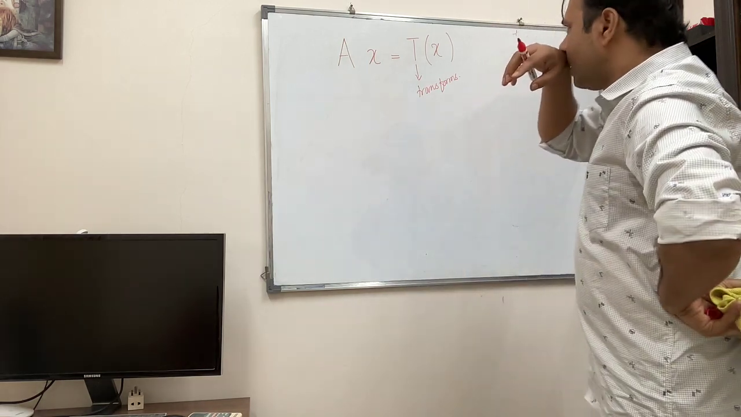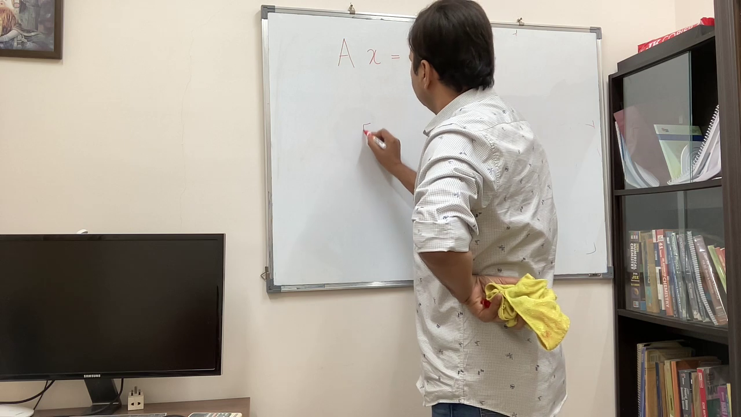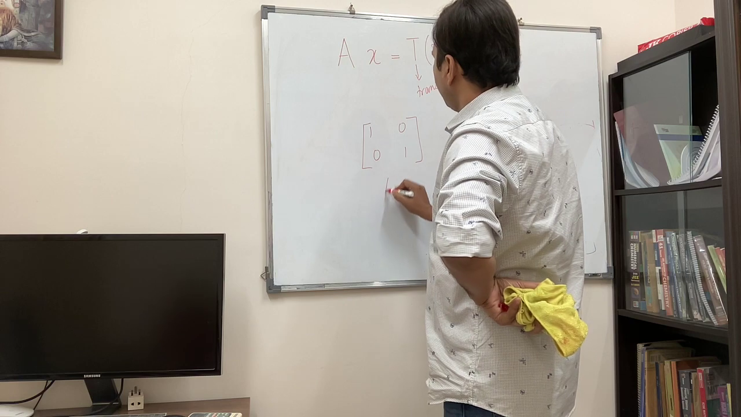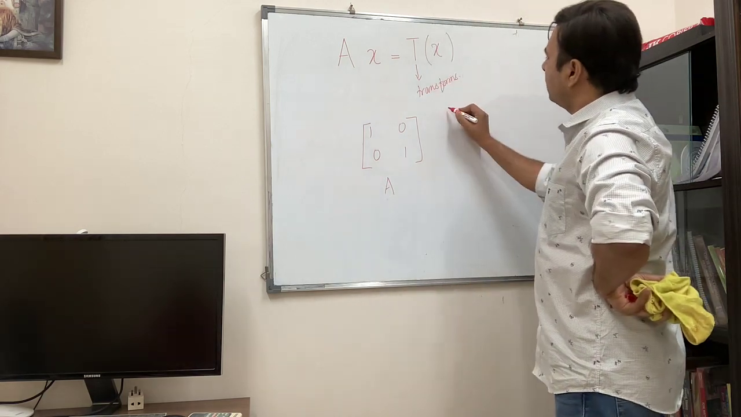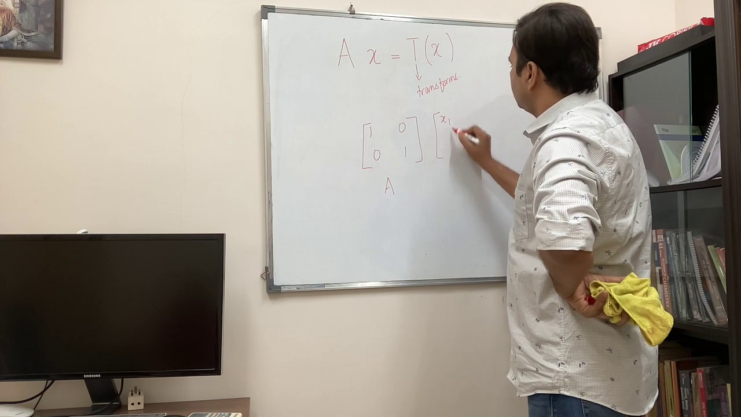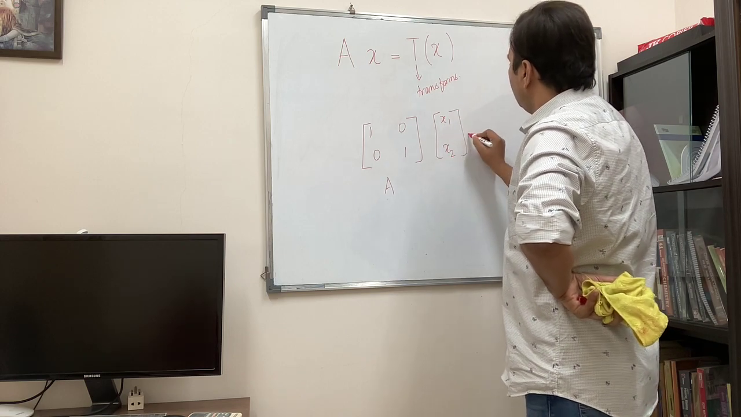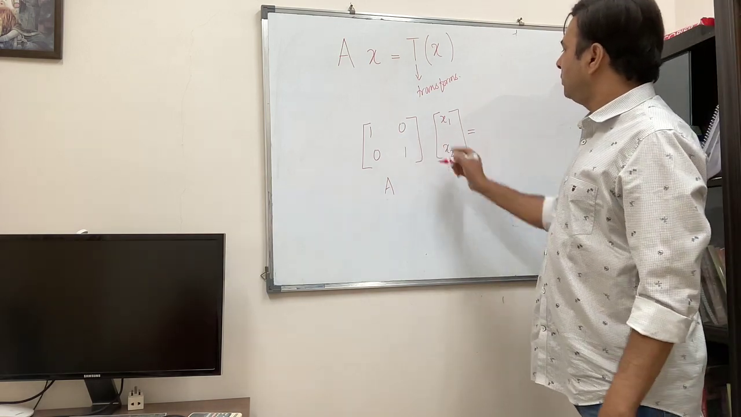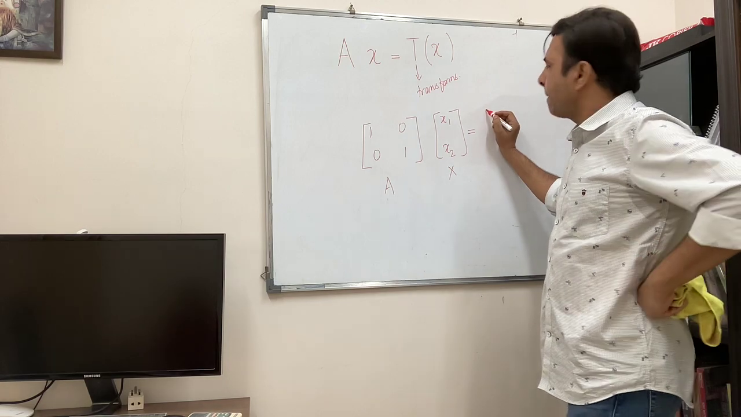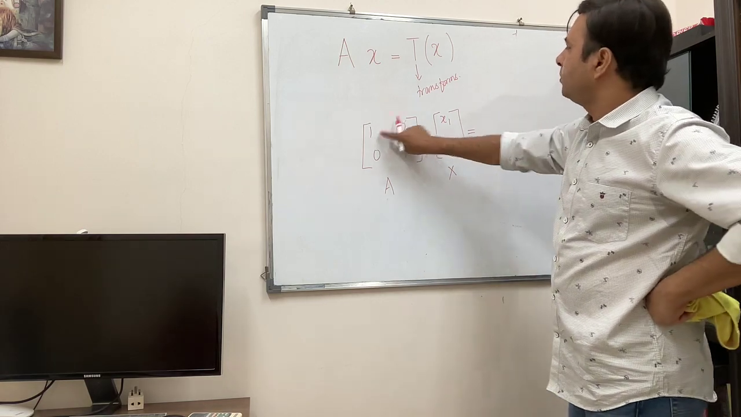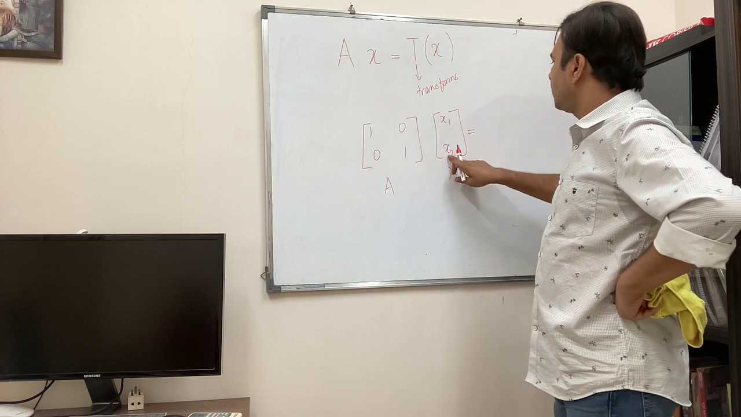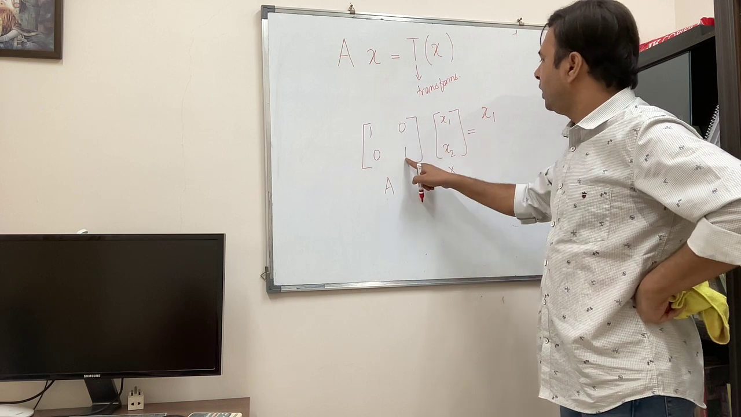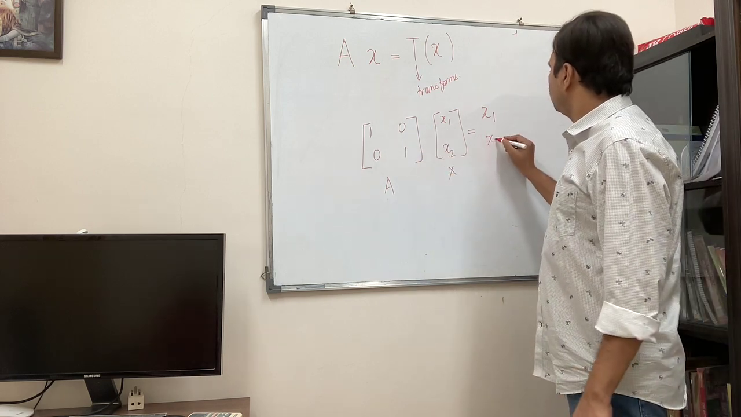So let's try some very simple transformations. Let's try this. I take a matrix this. So this is my A. And I take any vector, let's say I take a vector x1, x2. What does this do to this? So what will be the answer? If I multiply A and x, what do I get? 1 times x1 is x1, 0 times x2 is 0, so x1. 0 times x1 is 0, 1 times x2 is x2, x2.